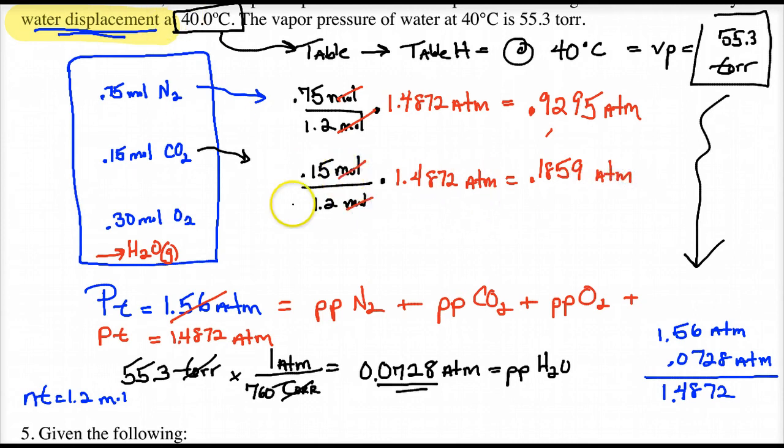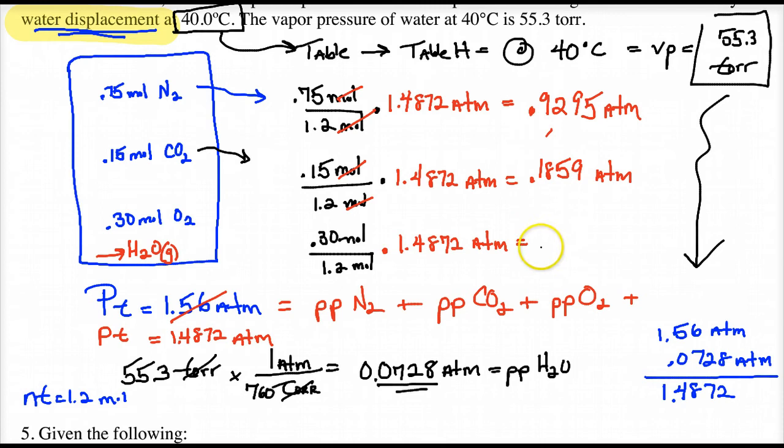Last one, 0.3 mole over the total, because my fraction of moles, I'm going to times that by my total pressure of the three gases that I'm talking about. Put that in our calculator, 0.30 divided by 1.2. That's 0.25 or a quarter. So we're going to find a quarter of that number times 1.4872. And I get 0.3718 atm.